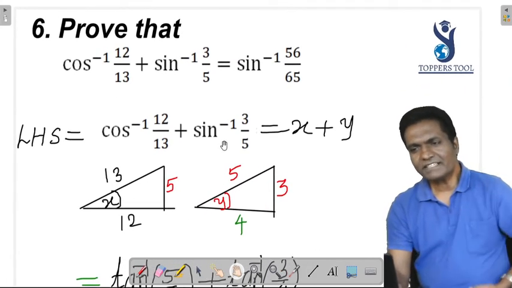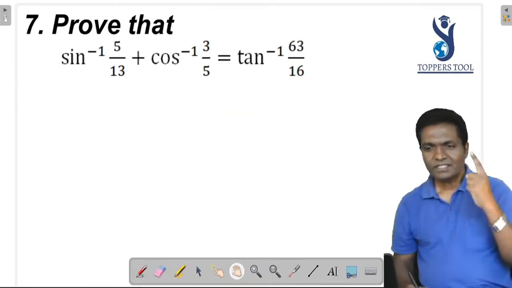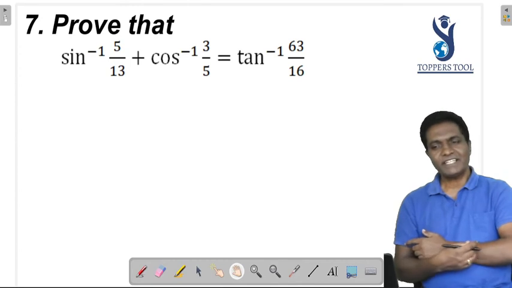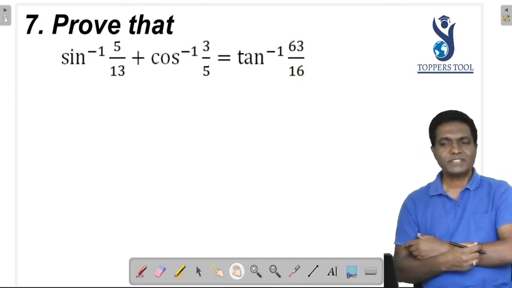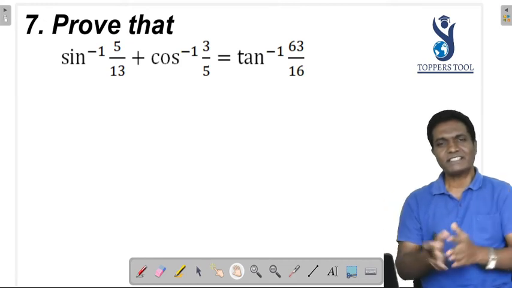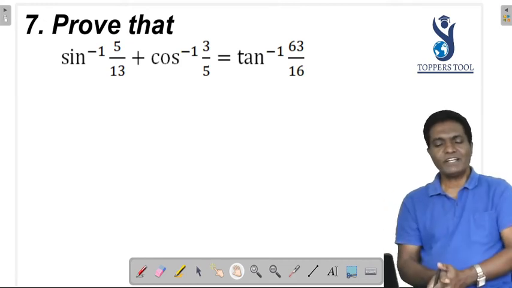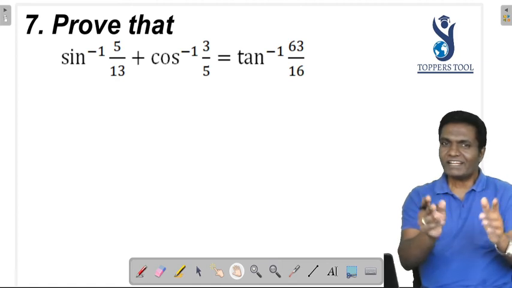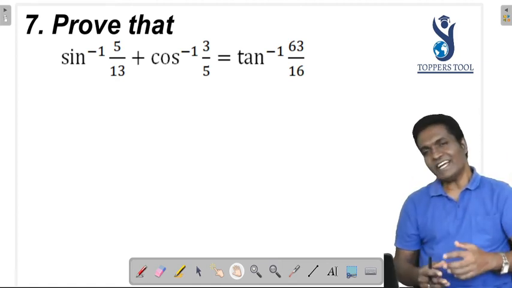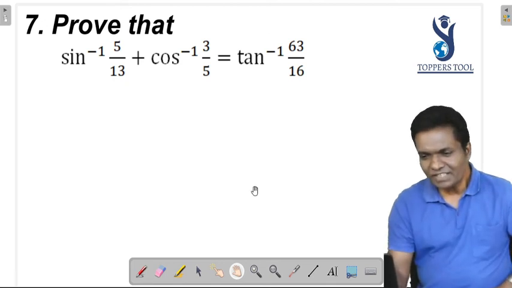So next I have another example. Prove that sine inverse of 5 by 13 plus cos inverse of 3 by 5 is equal to tan inverse of 63 by 16. So if you are confident, then pause the video and try. Definitely you will get it, because I have given you the idea. So let's begin.